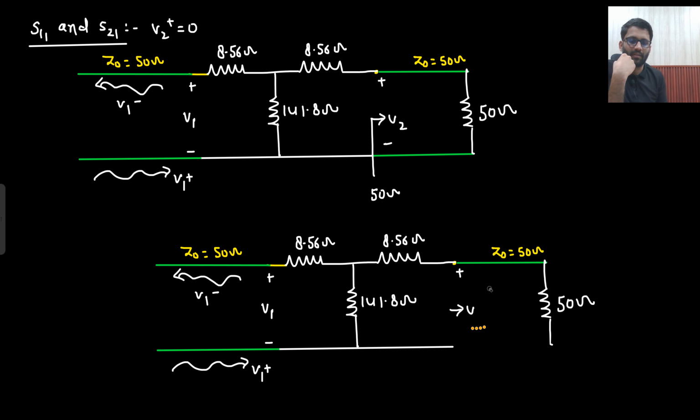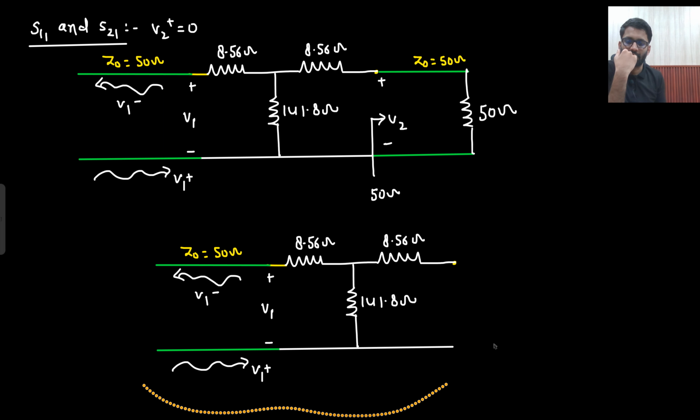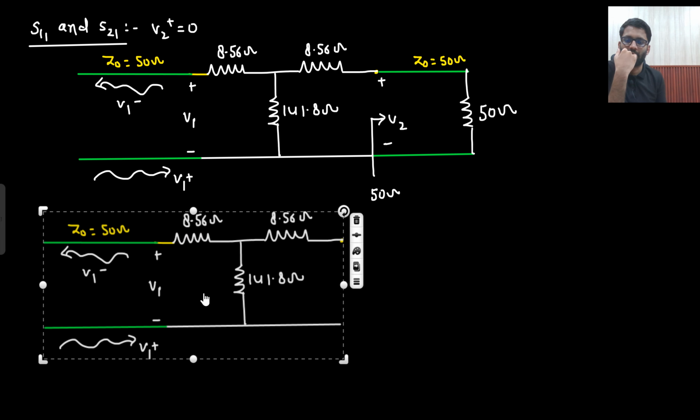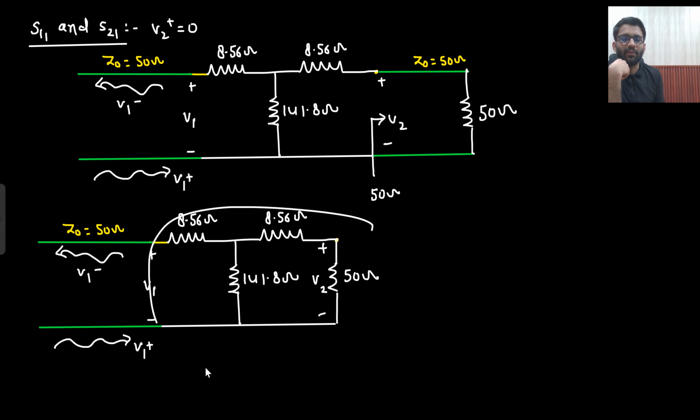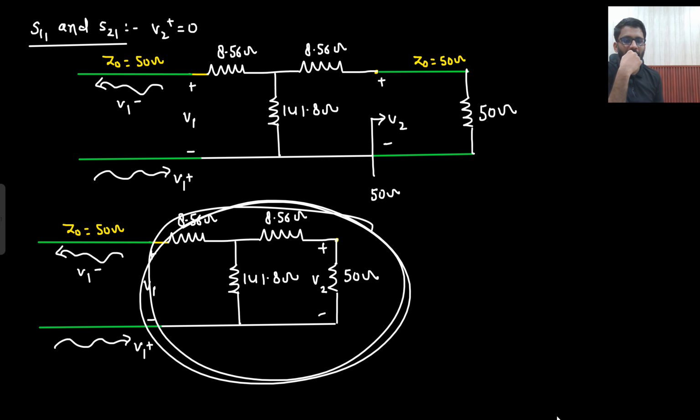What else can I remove? This I can remove. Yeah, the rest everything is fine. So here I will get 50. Okay, and this was your V2. So here, what is the load? This is the load, right?